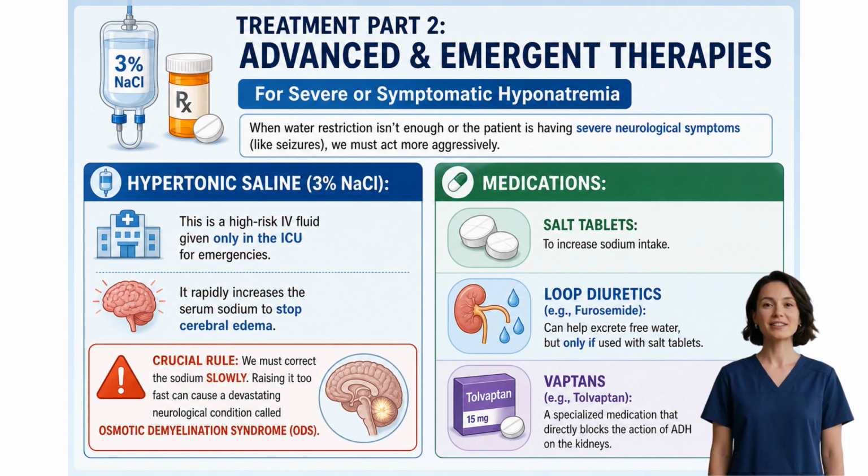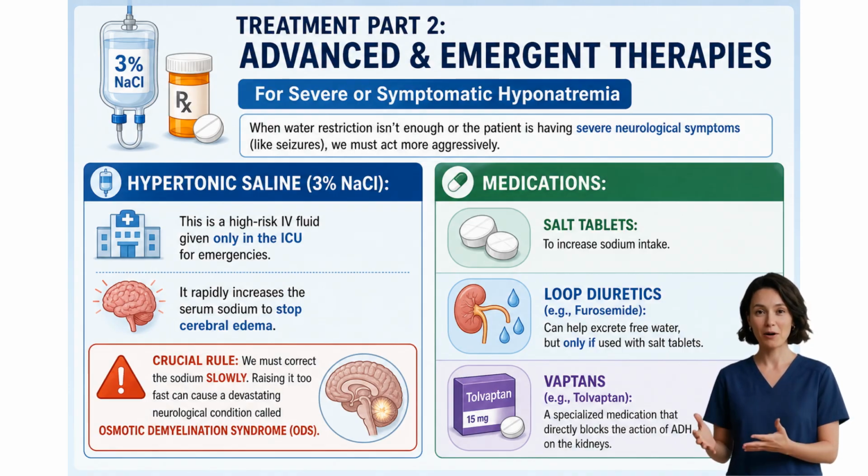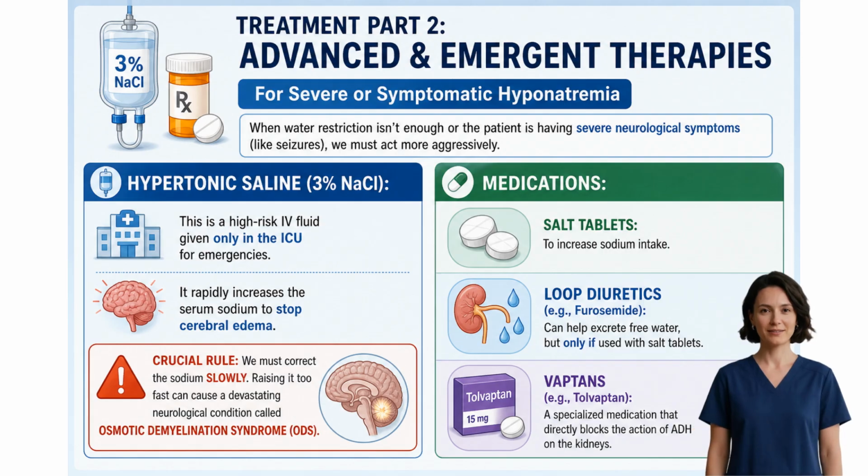Now, if a patient is having severe neurological symptoms like seizures, water restriction is too slow. This is a medical emergency. In the ICU, we will give a special IV fluid called hypertonic saline. This is a very salty fluid that can quickly raise the blood sodium level to stop the brain from swelling further. However, we have to do this very carefully. Raising the sodium too fast can cause a permanent, devastating neurological injury. For less severe cases that don't respond to water restriction, we can also use things like salt tablets or specialized medications that block the action of ADH.